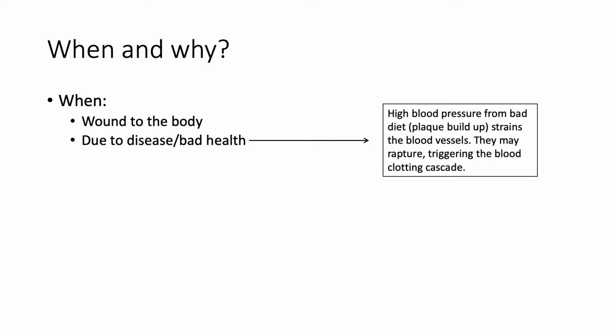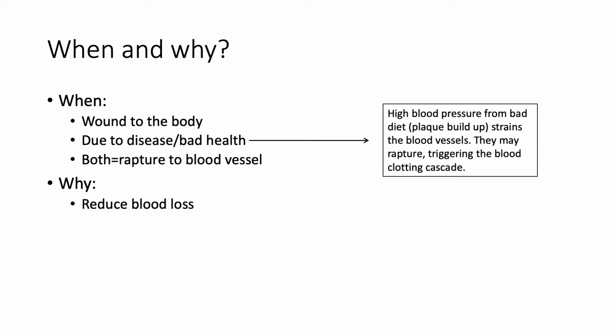Now this is because high blood pressure, let's say from plaque buildup, strains your blood vessels, and this may cause a rupture over time, triggering the blood clotting cascade. Nonetheless, both cause a rupture to the blood vessels. And why does this happen? Usually to reduce blood loss and to prevent infection if you have a wound on your body.